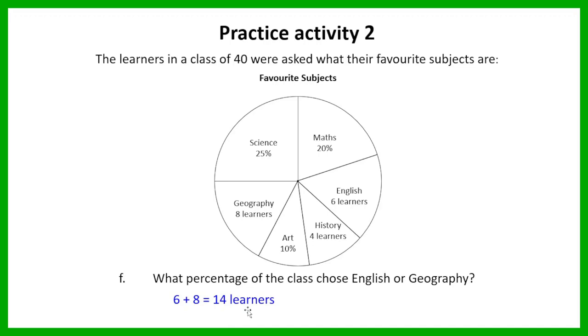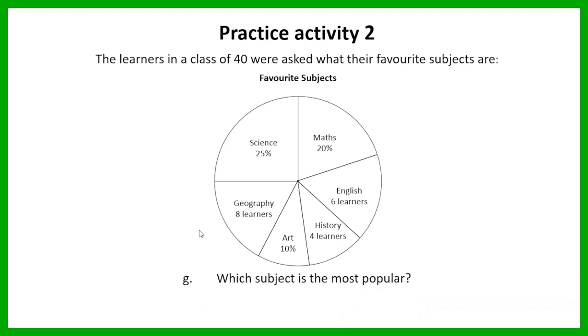Now that I know how many learners chose either one of the two subjects, I can work out the percentage by taking the 14, putting it over my total, which is 40, and multiplying that by 100 to get a percentage. That should have given you 35%. So 35% of the class chose either English or geography as their favorite subject.